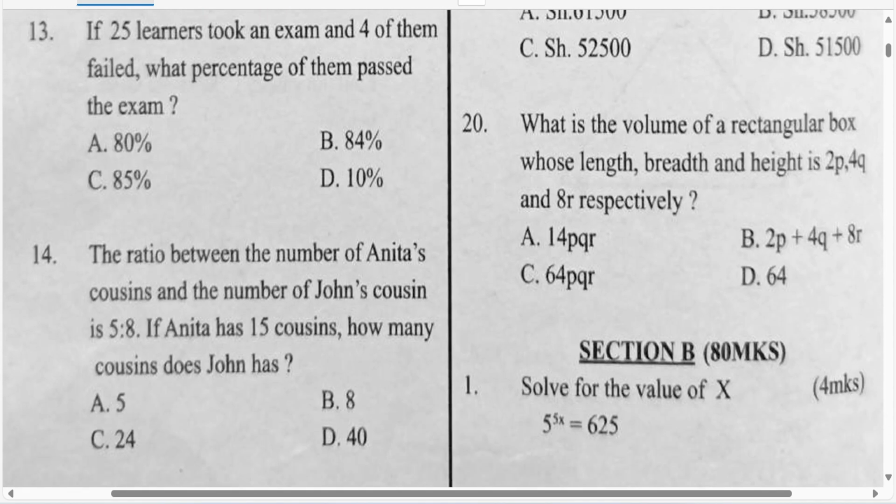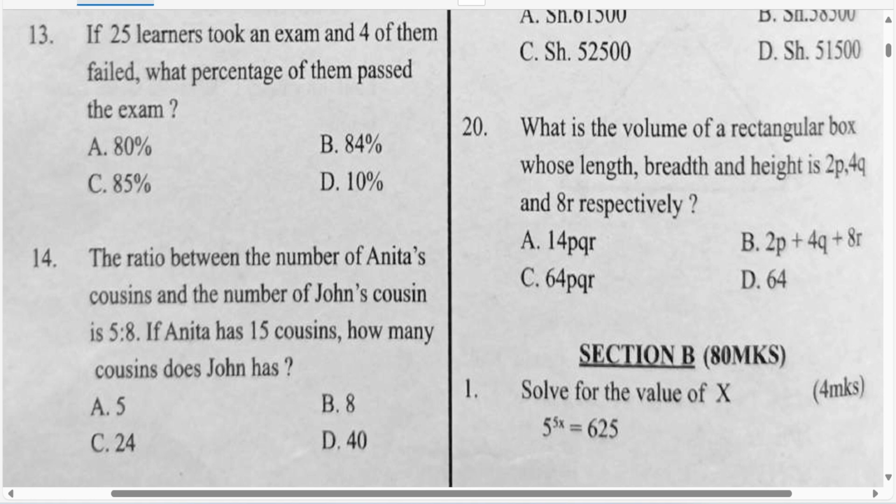So let's continue. Question 13. If 25 learners took an exam and 4 of them failed, what percentage of them passed the exam? So basically 4 of them failed. You ask yourself, how many passed? See, wangapi wamepass? So how do you find those number of learners that passed? You just take the total minus those who failed. Utachukua wale ambao wako pale, utasubtract kwa wale ambao wamefeli. Answer, you'll have the learners that passed.